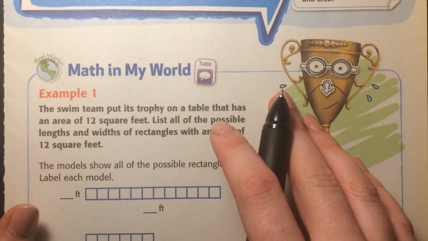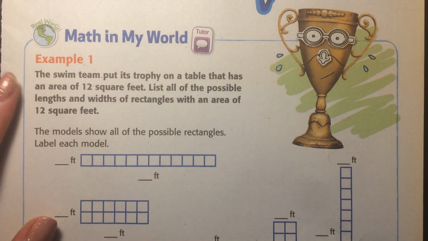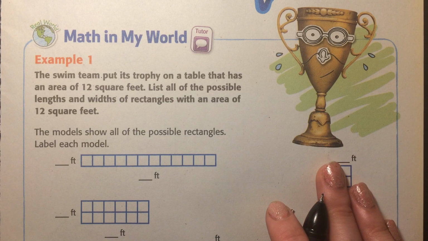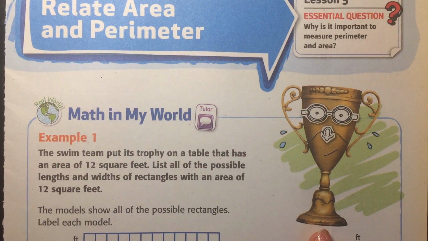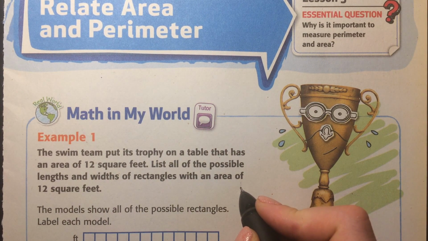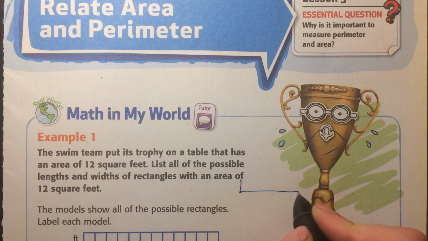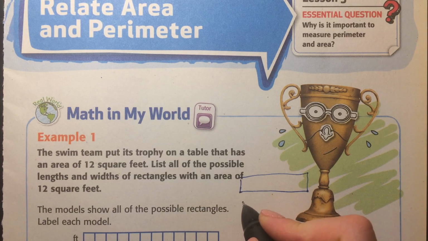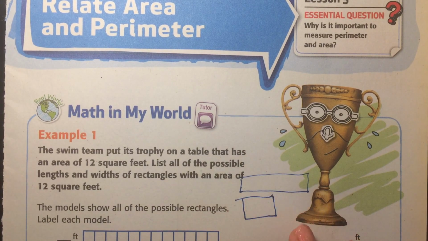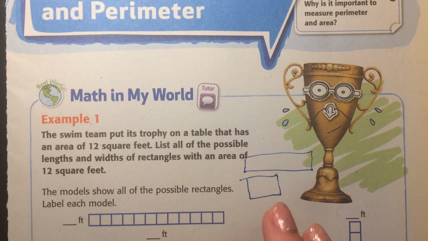The Swiss team put its trophy on a table that has an area of 12 square feet. List all of the possible lengths and widths of rectangles with an area of 12 square feet. So, oh my gosh, at first that seems so overwhelming. There could be really short ones with a really long table, or maybe it's kind of balanced but not perfectly a square. Oh my goodness, how could we even figure this out?